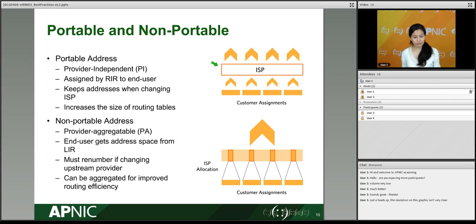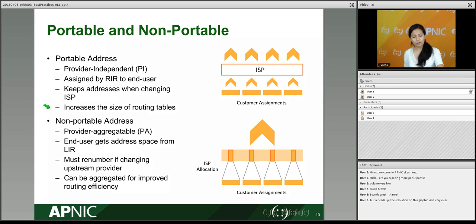So that's a portable address. Again, there are positive and negative sides to it. The positive side is you can keep using your IP address. You don't have to renumber if you're changing to a different upstream provider. But the downside is it adds to the size of the routing table if you ask your upstream provider to announce that block for you.